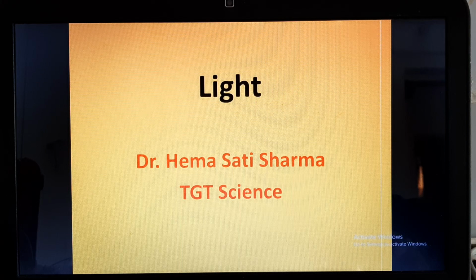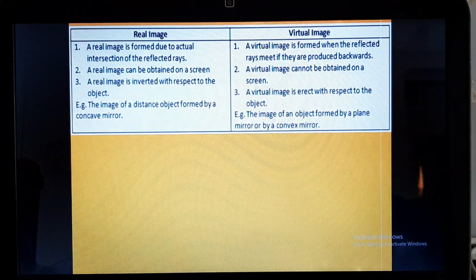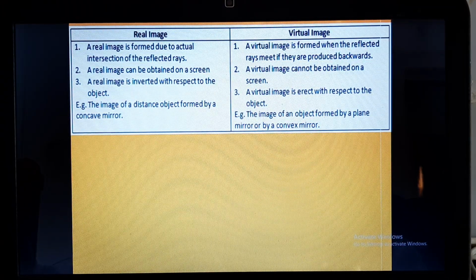In our previous lecture, we were discussing real and virtual images. So first of all, in this lecture, we will discuss the difference between real and virtual image. Real image, as I told you, is formed due to actual intersection of the reflected rays. As I repeatedly told you, a real image is formed whenever the reflected rays actually meet, whereas the virtual image is formed when the reflected rays appear to meet if they are produced backward.